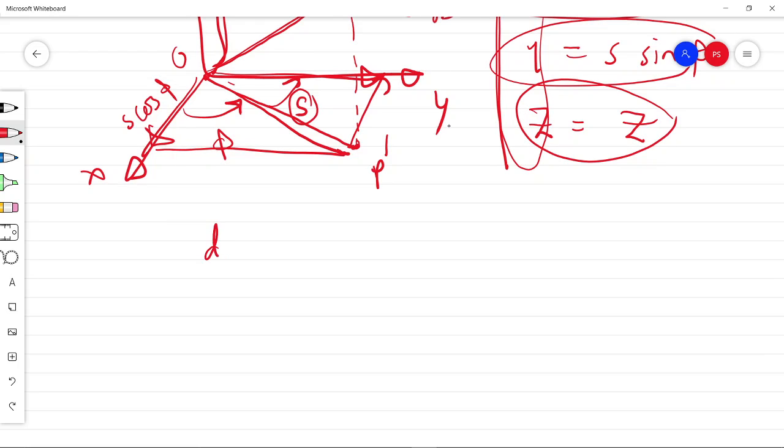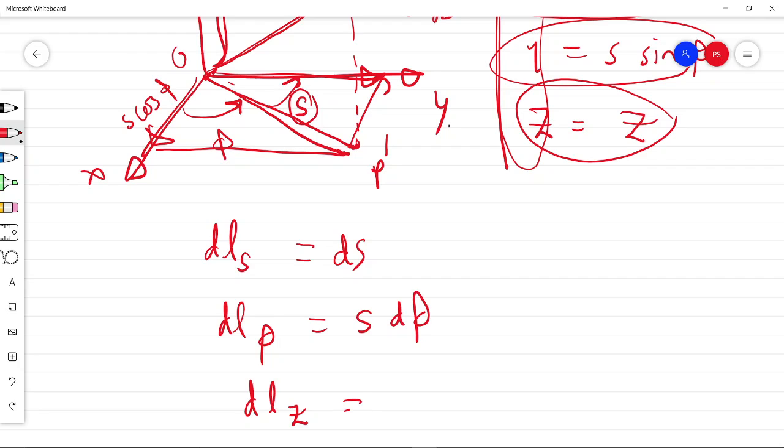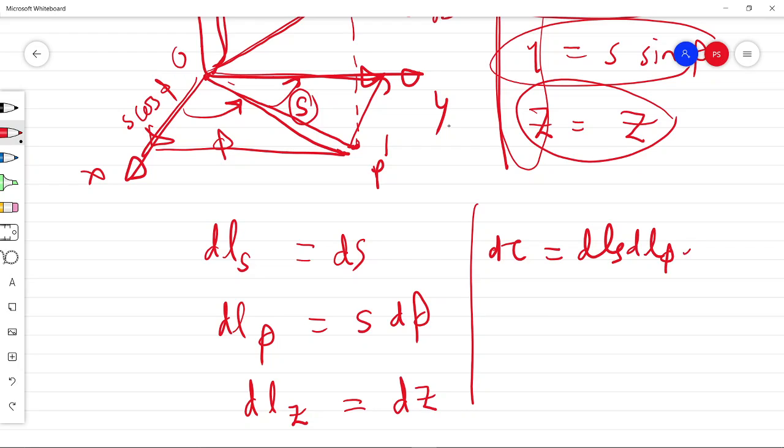Similarly, we can define the line elements dl_s, dl_phi and dl_z. Now dl_s is just ds, as we have seen in this diagram. Then dl_phi is s d phi, and dl_z is just dz, which is the traditional case with the Cartesian system. Now we can also define d tau as dl_s, dl_phi, dl_z, the product of these three elements. It comes out to be equal to s ds d phi dz, that is d tau.